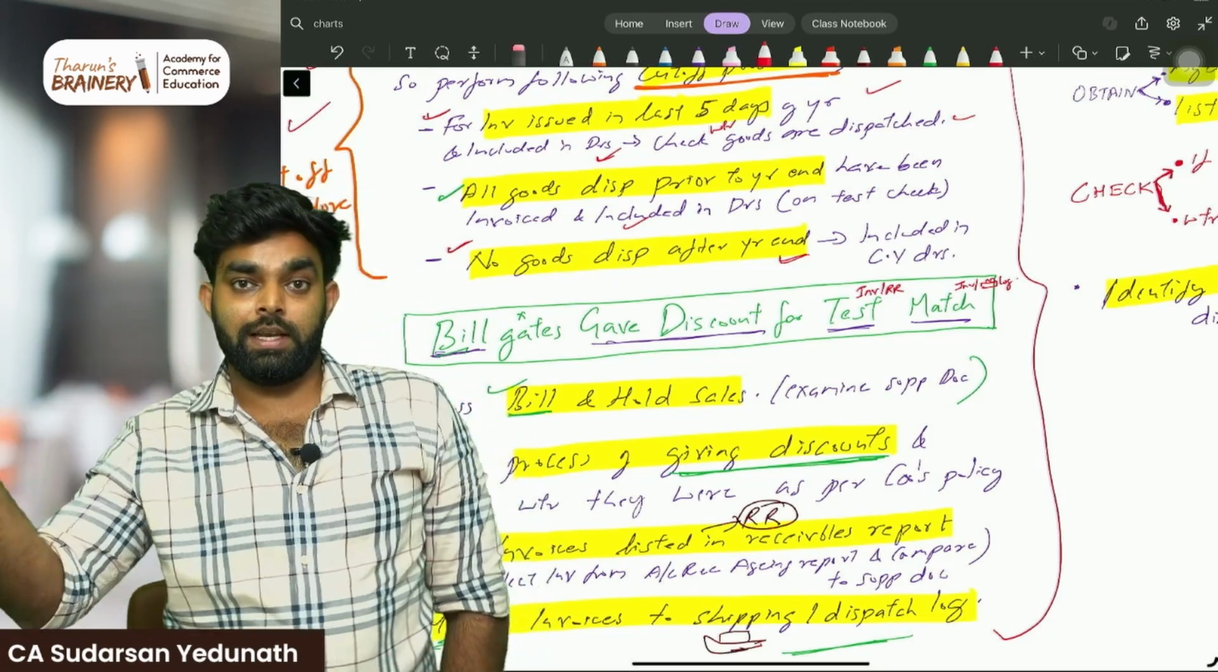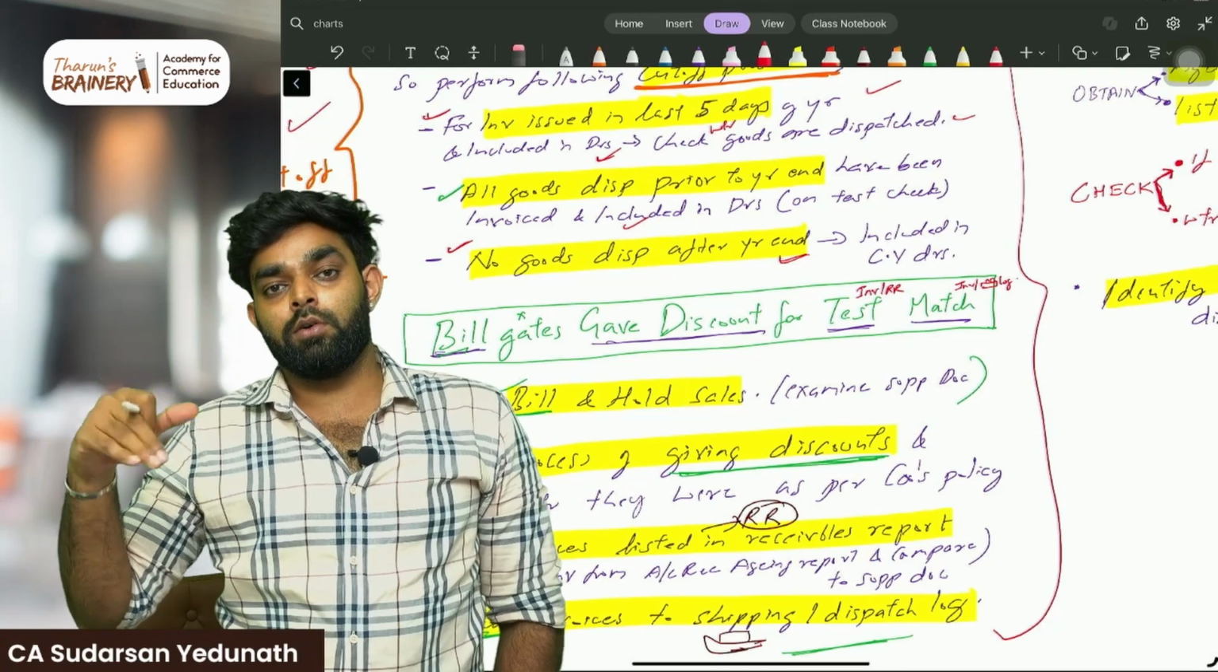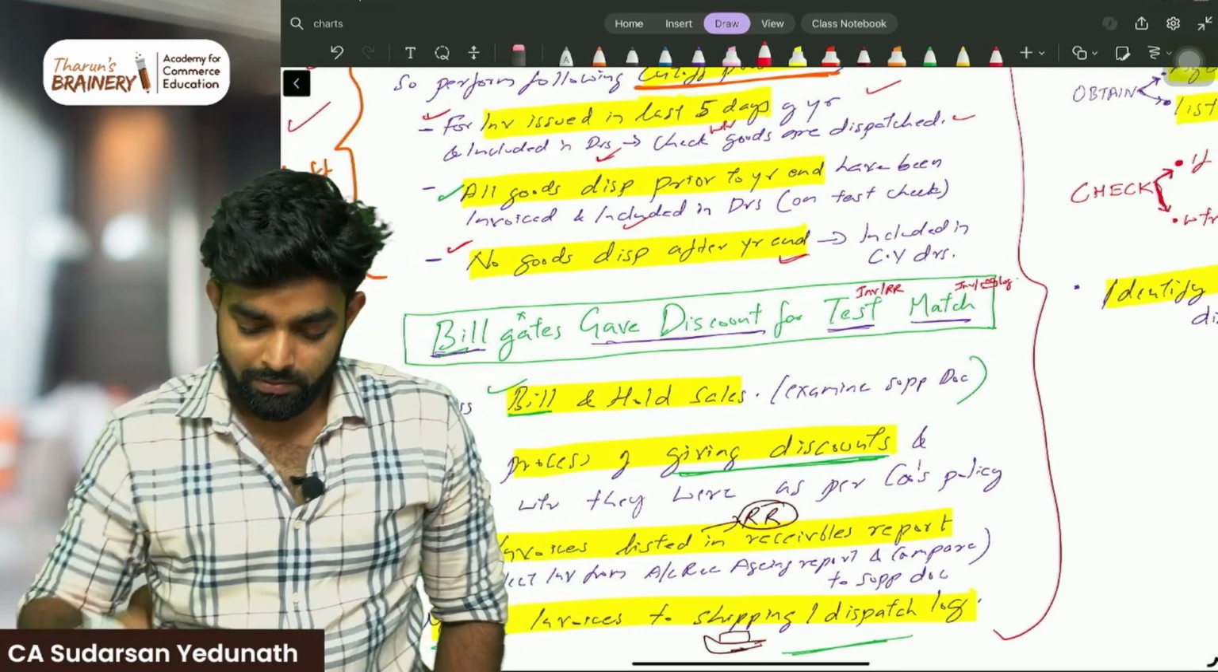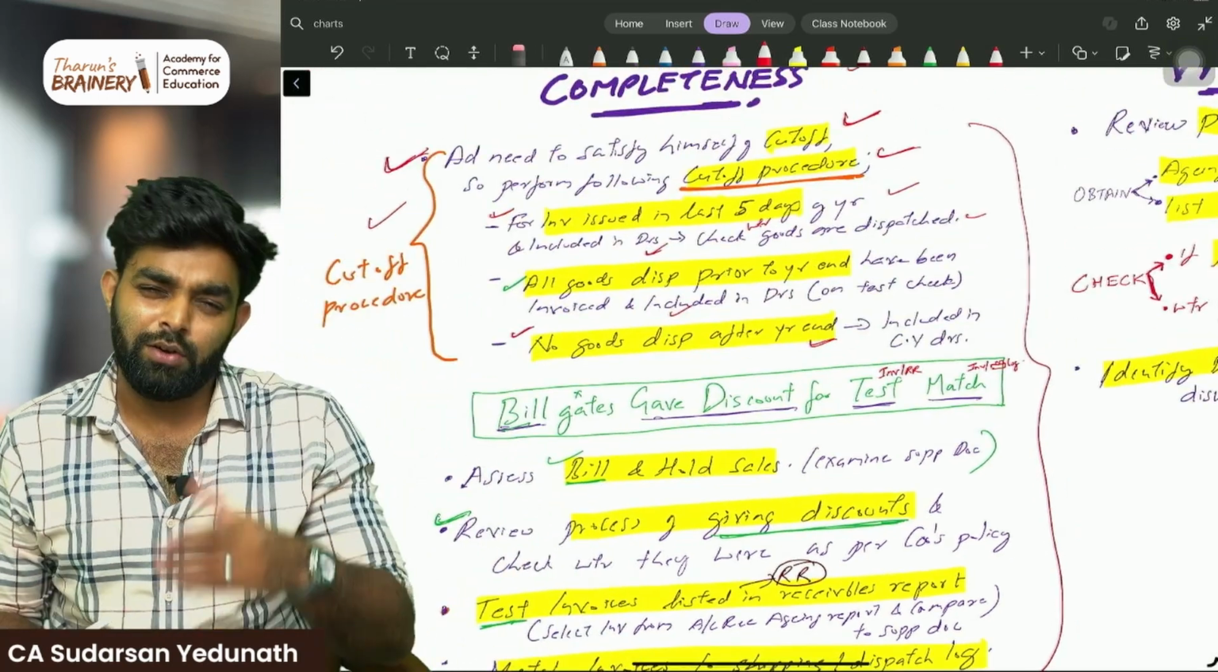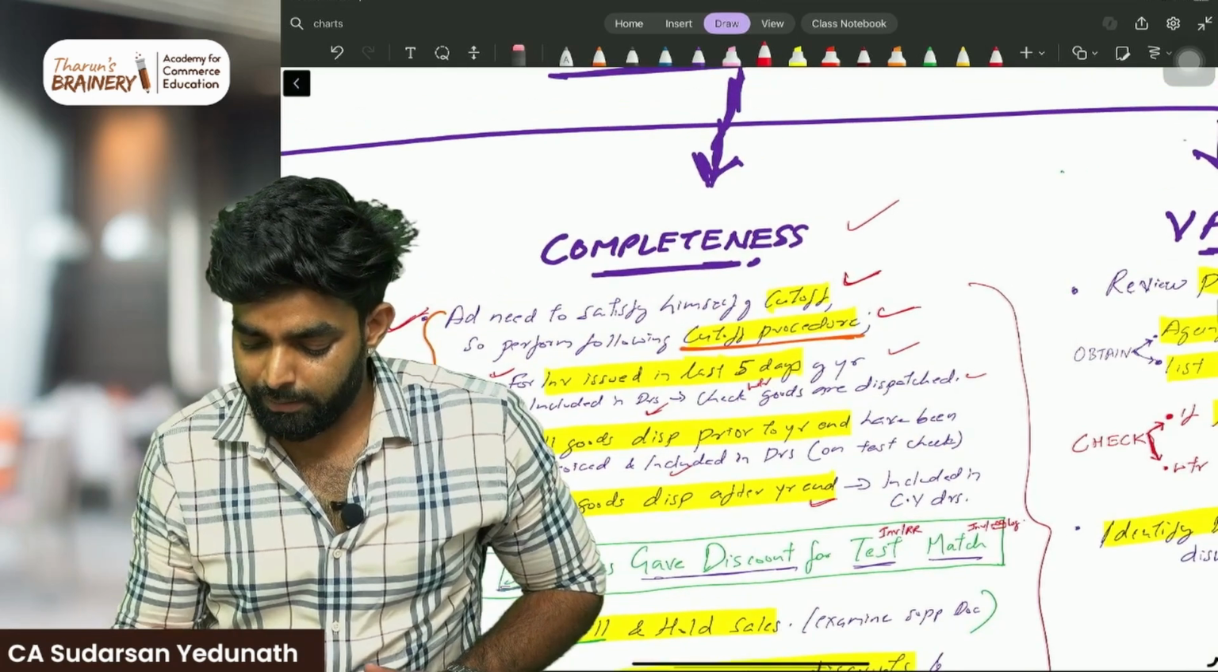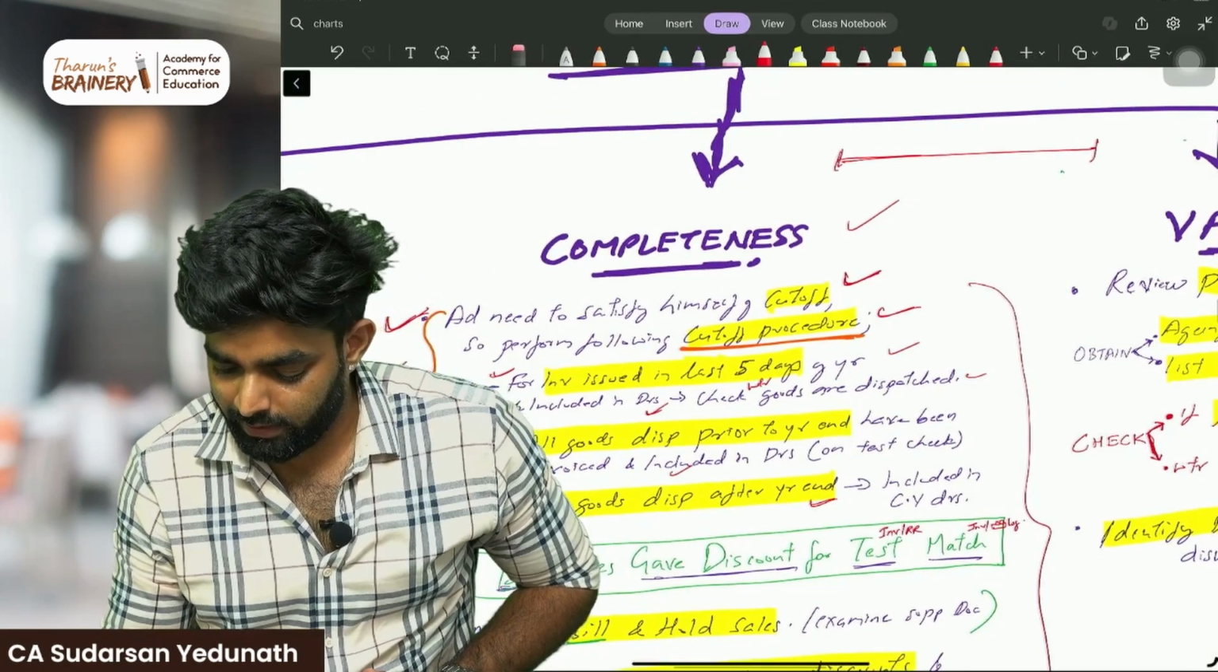If goods are dispatched in the next year, then they should be included as debtors in the next year, not this year. Okay, so these three things you have to think about. Just think, you will get it. It's very easy. Just draw a timeline like this and see.